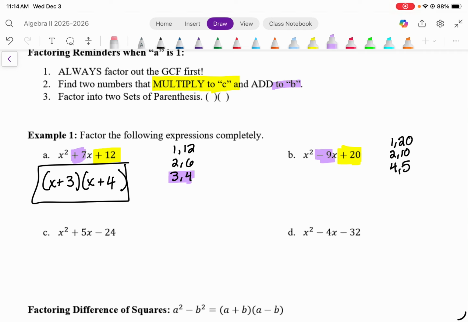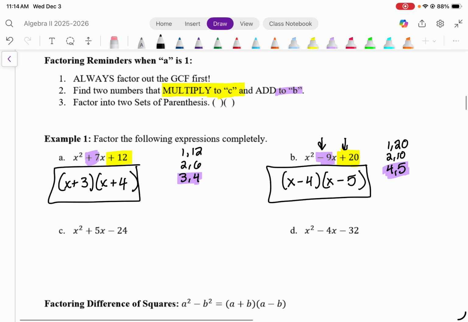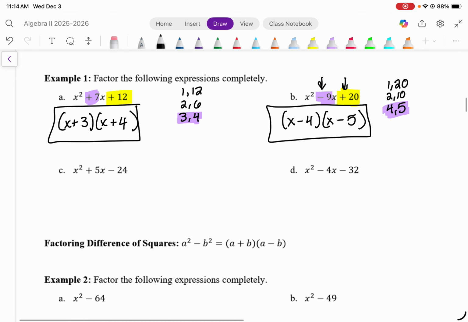So in this one, the ones where I can combine them to get 9 would be the 4 and the 5. And because I want them to combine to negative 9 and they multiply to a positive, that means both of my numbers need to be negative. So I'll have x minus 4 and x minus 5. The order that you put them in the parentheses doesn't matter. So if you have it in the opposite order, that is okay.